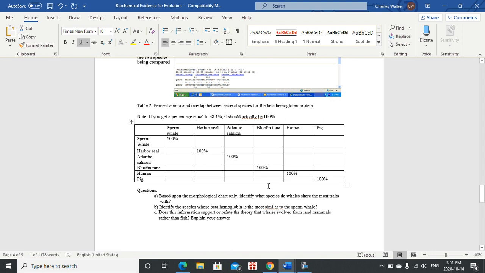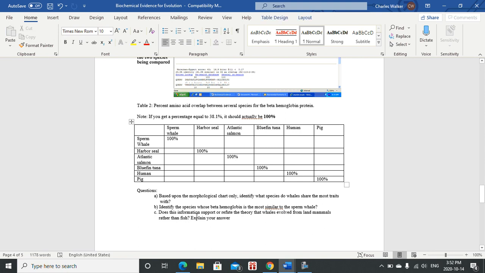Okay, so you're comparing all of these 6 species to each other and seeing what percent of the amino acids in beta hemoglobin are identical. Right up above here, this is an important note. Something strange happens with this website. If you do happen to get this number 38.1, it's actually wrong. If you get 38.1 in one of these, you're actually going to put in 100. They are identical. They're 100% identical. Okay, 38.1 is actually 100%.